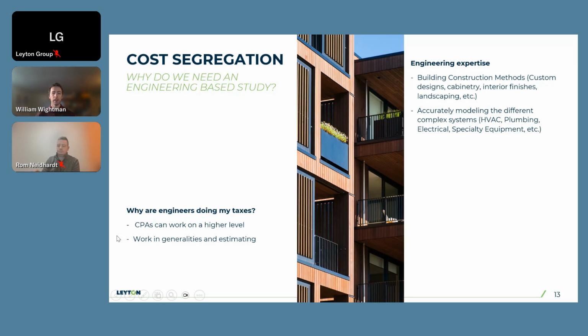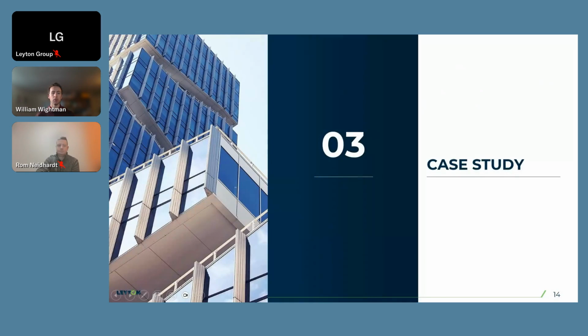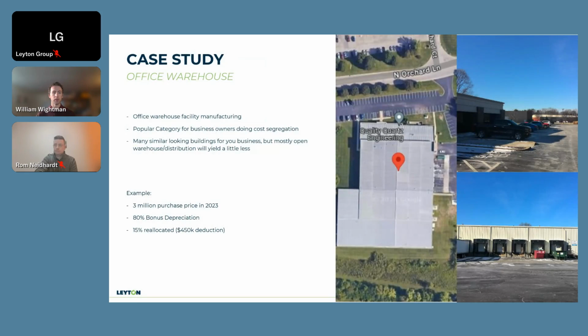So moving into the next part, I want to maybe put this into a picture a little better, give us a better example of how this would look for an actual cost segregation study that we've done. This one that we're going to look at right now is an office warehouse building. This is a pretty common building type for business owners that own their building that can take advantage of a cost segregation study.